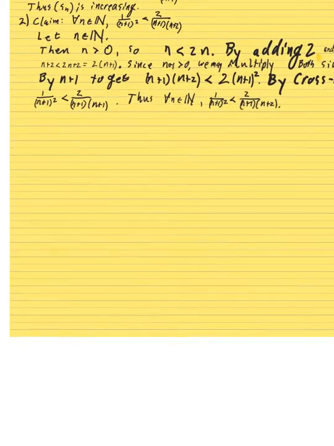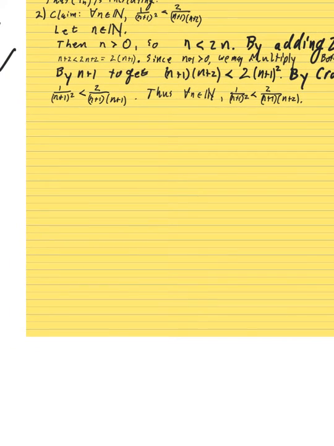So there's part 2 of this argument done. Step 3 indicates that you should use induction and item 2 to prove that for all n, s sub n is less than 2 minus 2 over n plus 1. Well, let's do it.